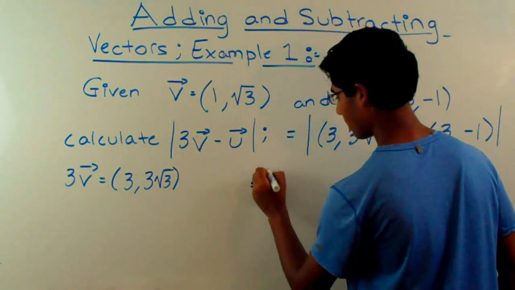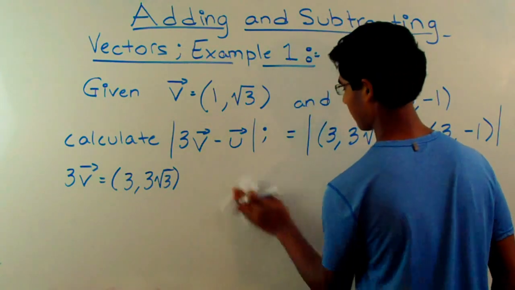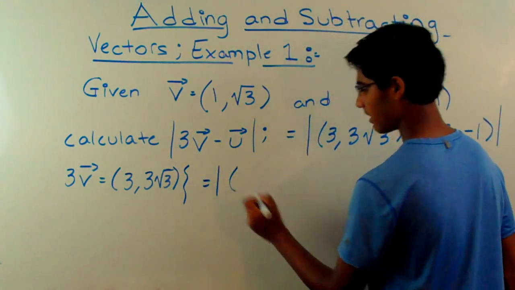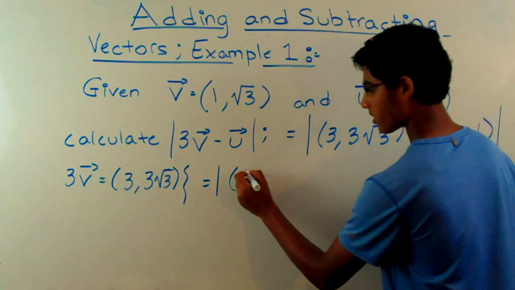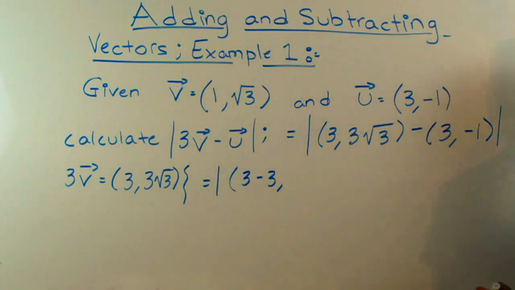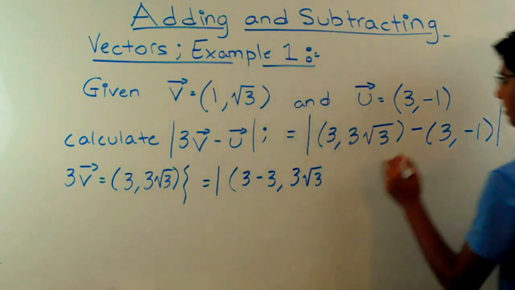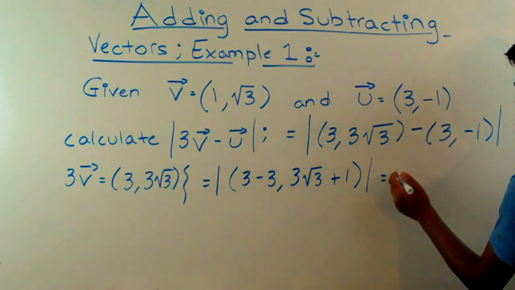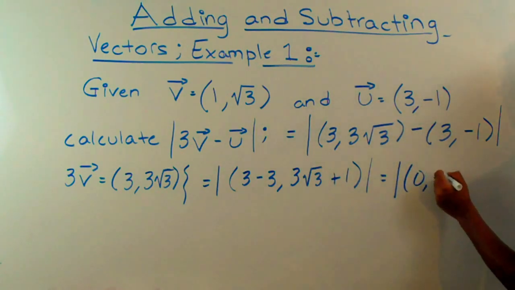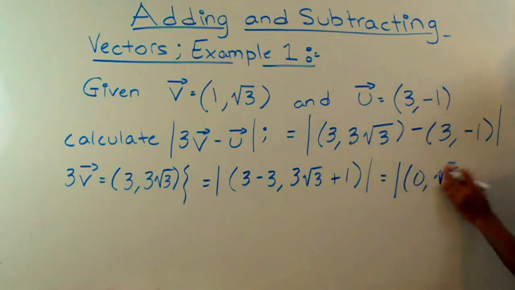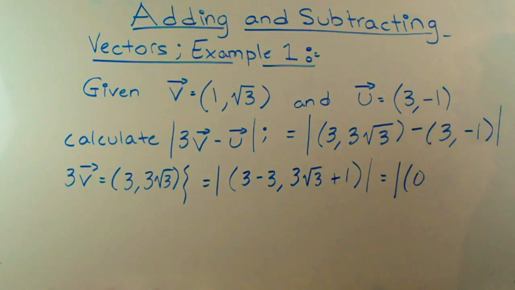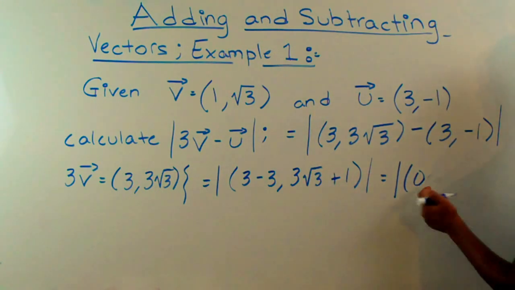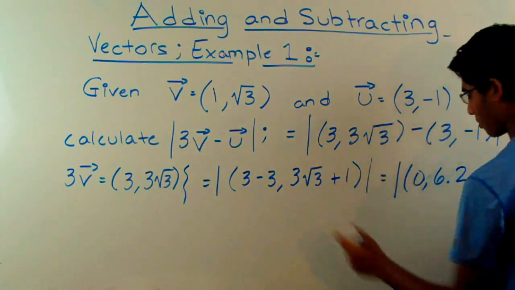So this would be equal to the absolute value, let's move over for more space, of the x component, which is 3 minus 3, just the respective components, comma 3 square root of 3 minus negative 1, or plus 1, which is equal to the absolute value of the vector 0 comma 3 square root of 3 plus 1. And I just happen to know that 3 square root of 3 is equal to 5.2. So we have 5.2 plus 1, which is equal to around 6.2, because this is around 5.2.